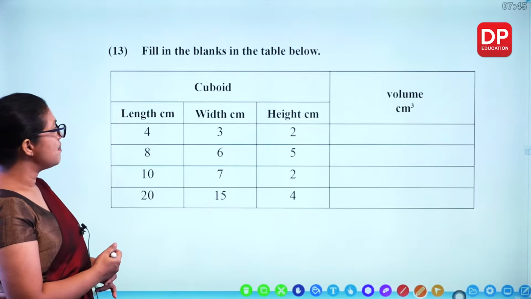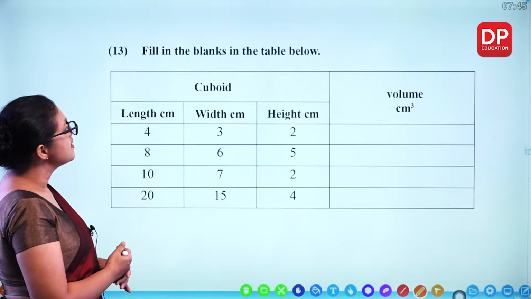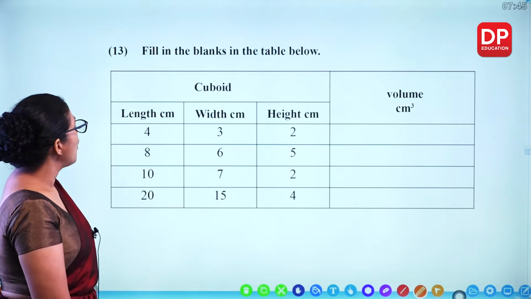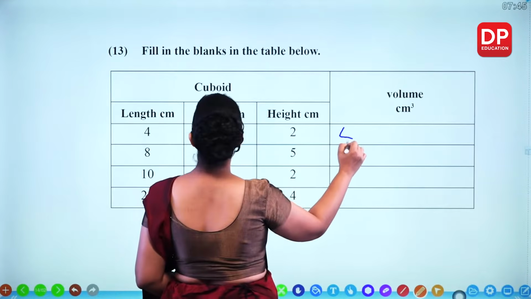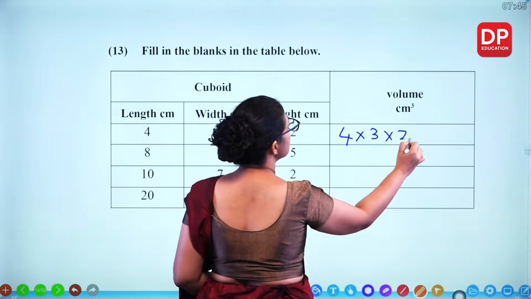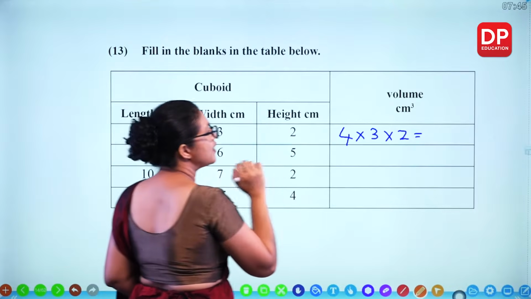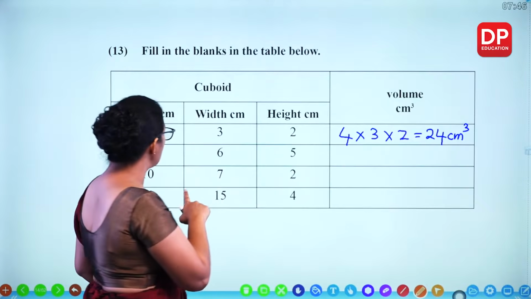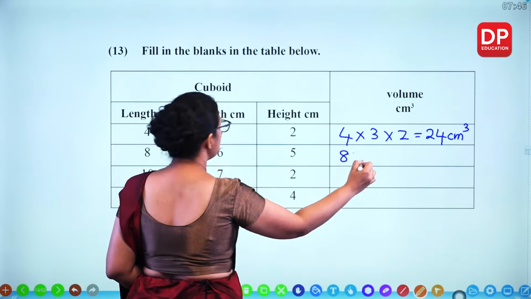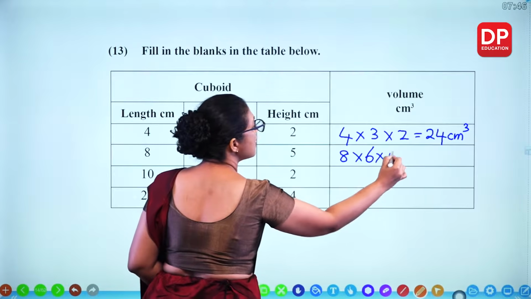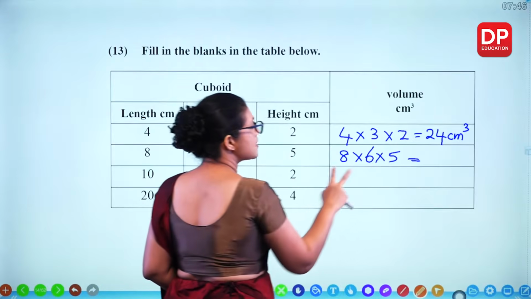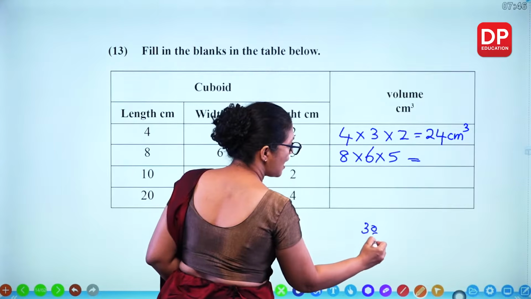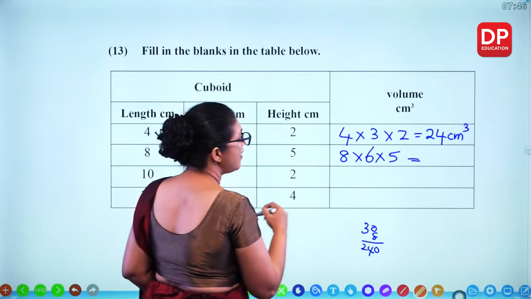Fill in the blanks in the table below. Length is given in centimeters, width in centimeters and height in centimeters. But with different values, this is a cuboid. So what's the volume? Length into width into height. 4 times 3, 12. 12 times 2, 24 cubic centimeters. This one, length is 8, width is 6 and height is 5. 6 times 5, 30. 30 times 8, 240.